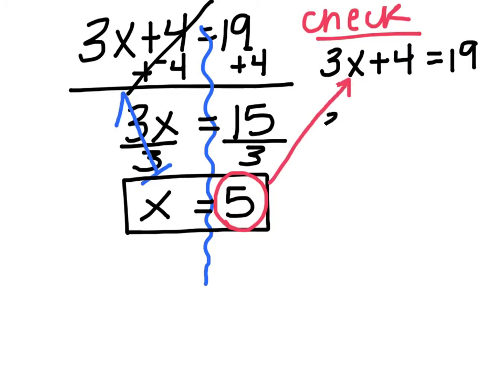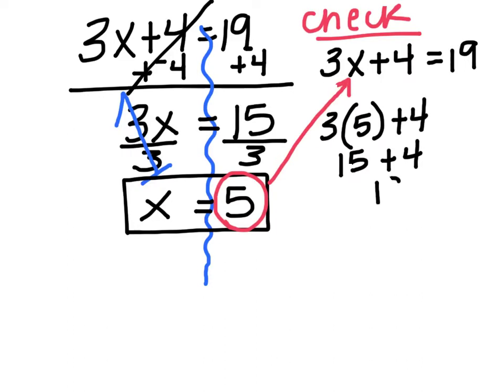And so we're going to say 3 times 5 plus 4, and we want to make sure it equals 19. Well, 3 times 5 is 15, and then I have my plus 4. And 15 plus 4 is 19. And 19 is equal to 19, which means that we did the problem correct, and it is correct.